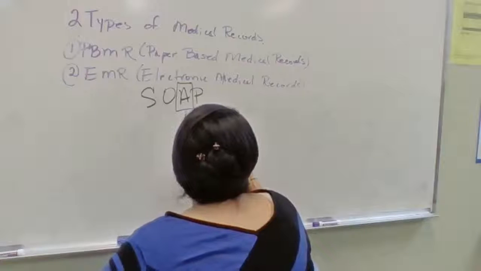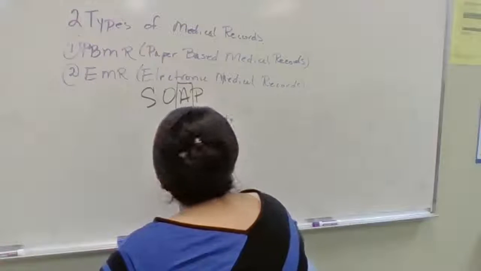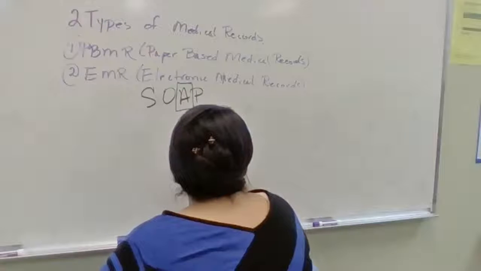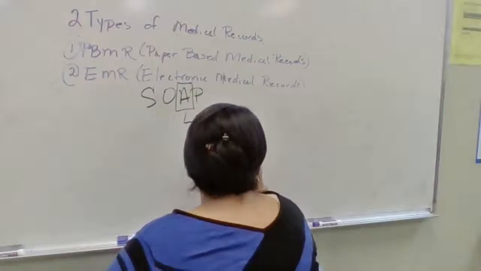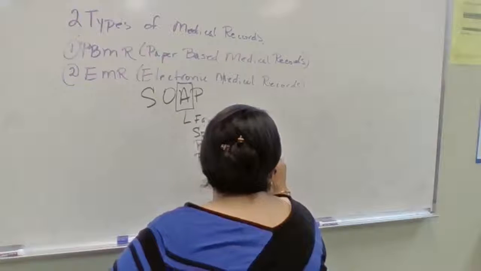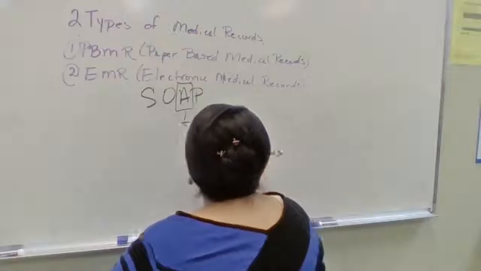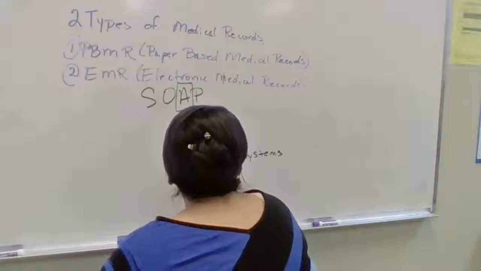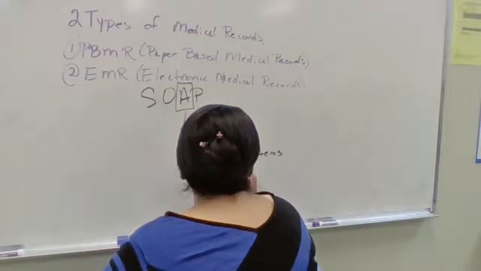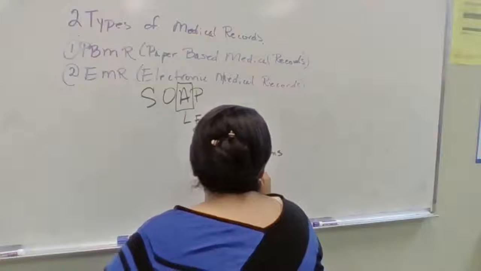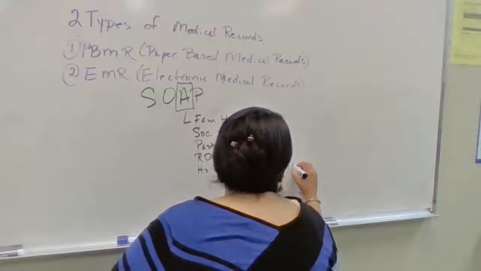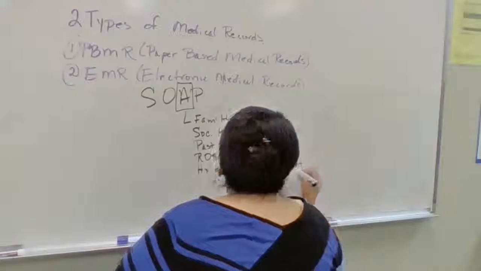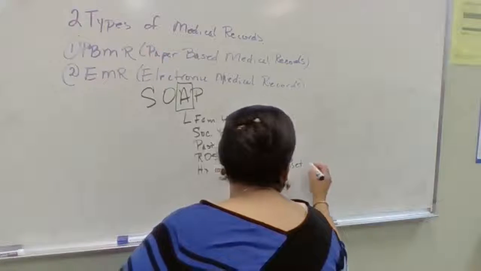Past history. Okay, keep coming. Review of systems. How many systems of the body are there? 11. There are 11 systems of the body. What else? History of present illness. Remember that CC, that onset, that what's bringing you in the office today.